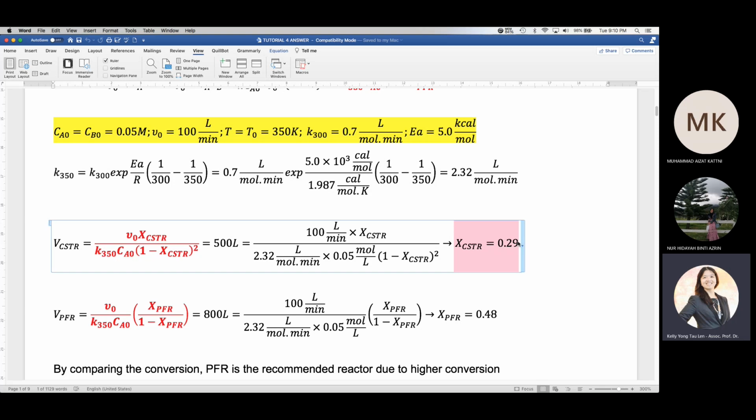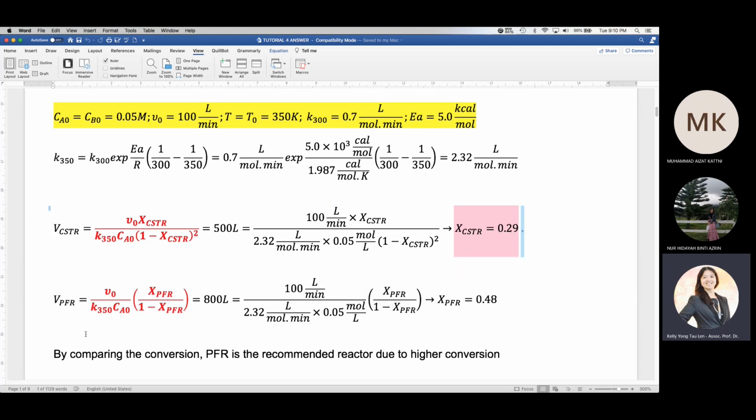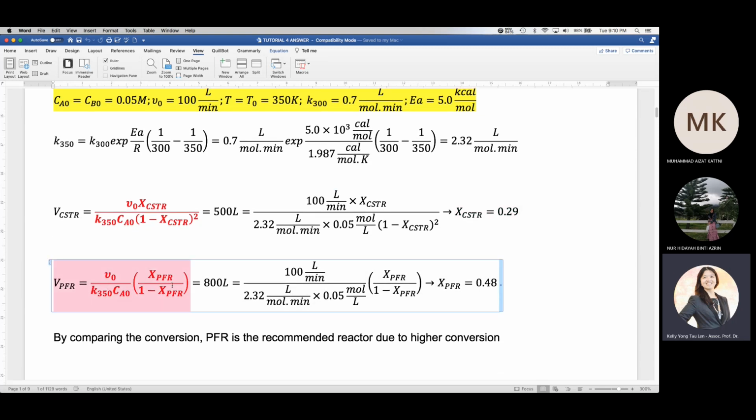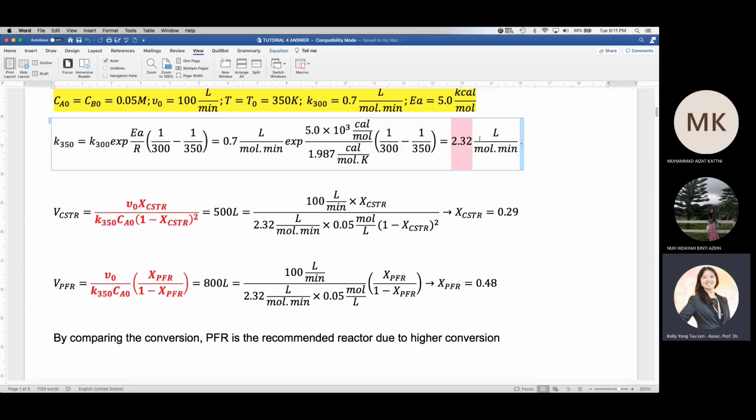Okay, so done on the CSTR. Next, we go PFR. So dalam PFR, equation tadi yang kita dah tunjuk tadi, I show you, if it's a real exam or test, kamu kena tengok list tu. Okay, so that's the question. Kita ganti je nilai. So volume PFR was given as 800 liter. So ganti volume. Inlet volumetric flow rate 100. Ganti 100. K at 350, kita guna balik K yang sama tadi kita dah kira.